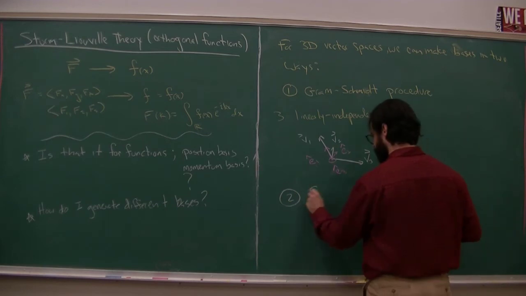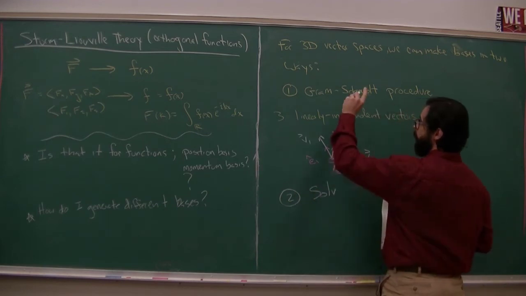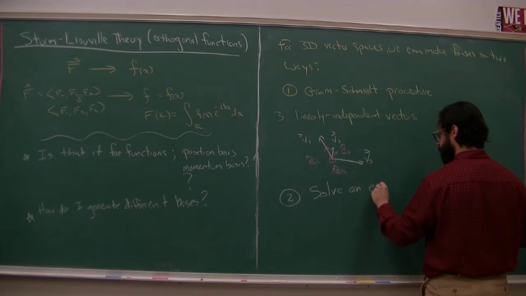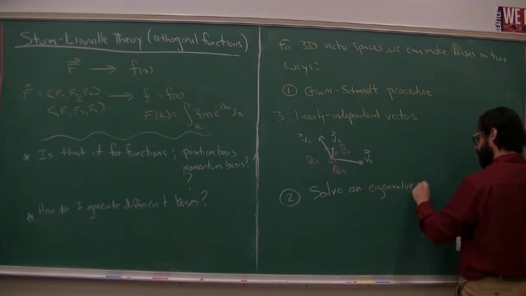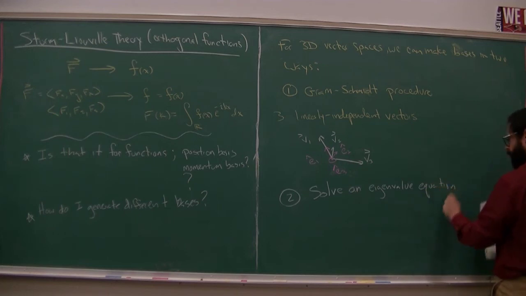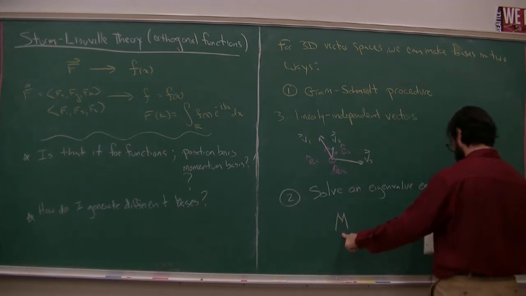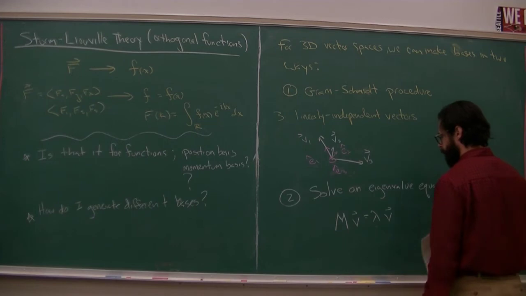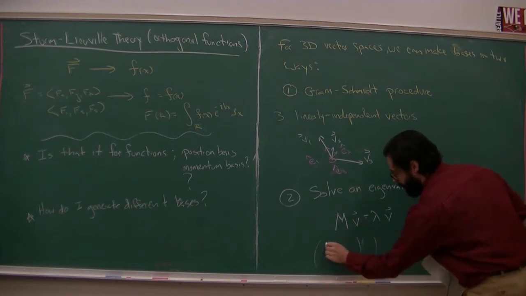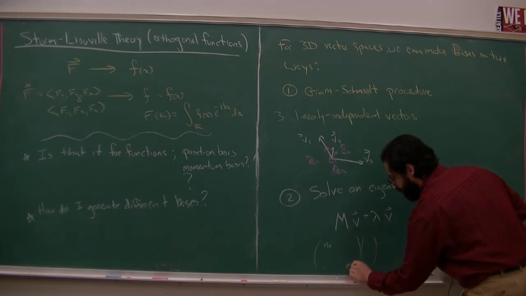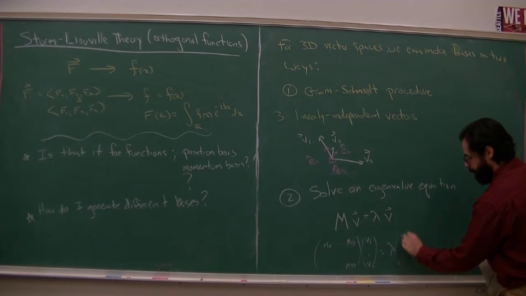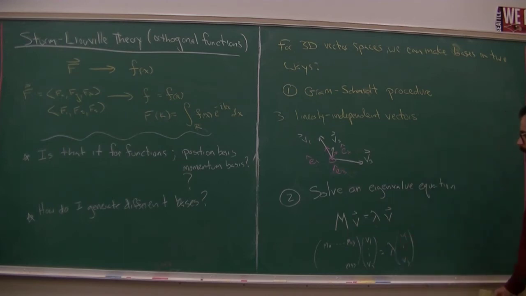There's something easier. So the second way of getting a basis in a 3D vector space is to solve an eigenvalue equation. So I've got a 3x3 matrix M, and I've got a vector V, and I've got a scalar lambda times V. So just sketching it out, this would be M11, through M33, and then v1, v2, v3. And lambda is just a number.